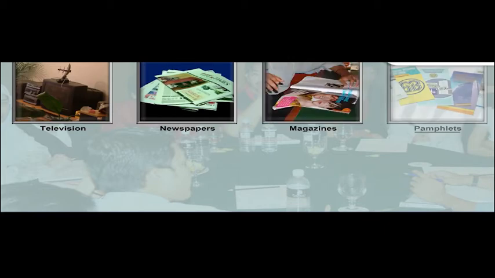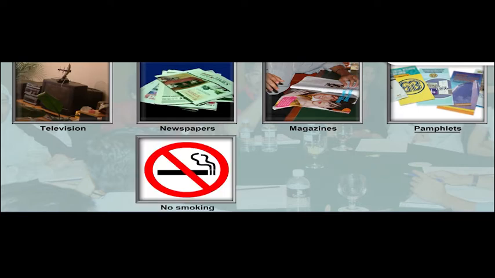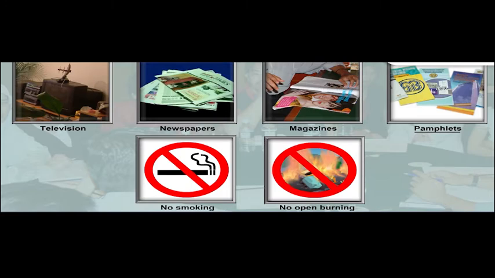This can be done by using media sources like television, newspapers, magazine, pamphlet, and can be done through Facebook, Instagram, or WhatsApp messages. Such awareness education can be held at workplace, at home, or in school. The public should be warned on the danger of smoking. This awareness can reduce the number of smokers. Similarly, the public should be warned about the danger of open burning, such as the burning of rubbish. You too can play a great part in educating others about the danger of air pollution.